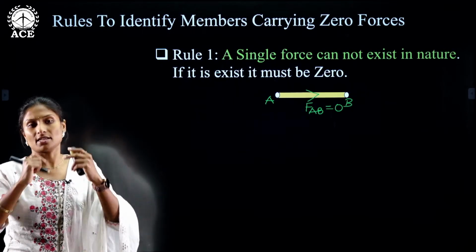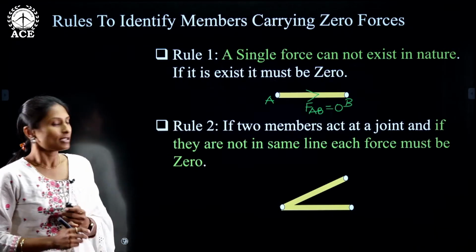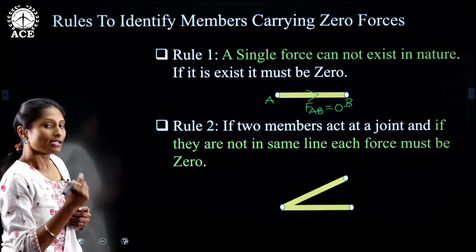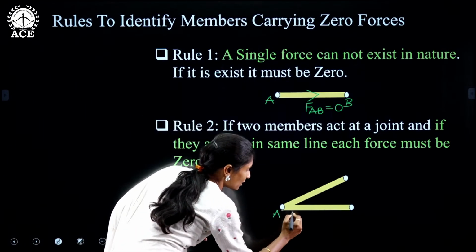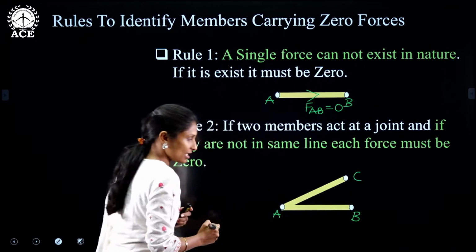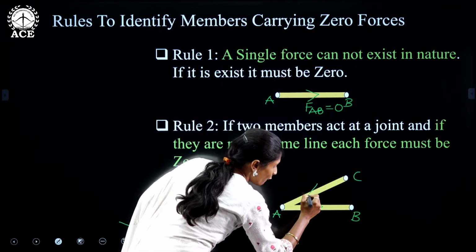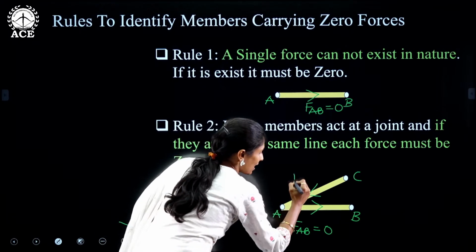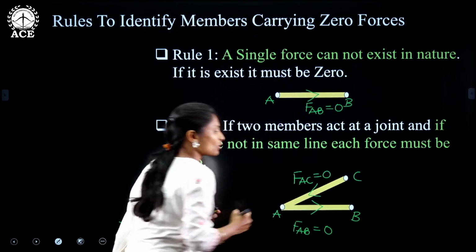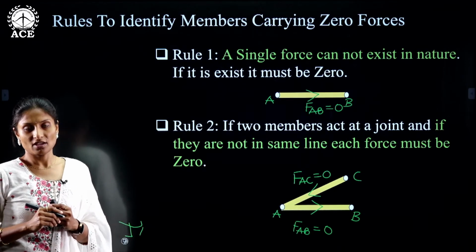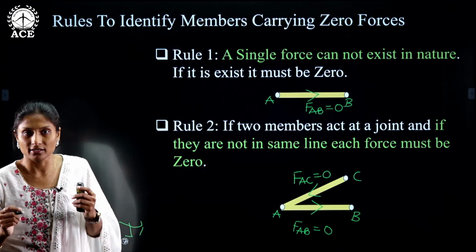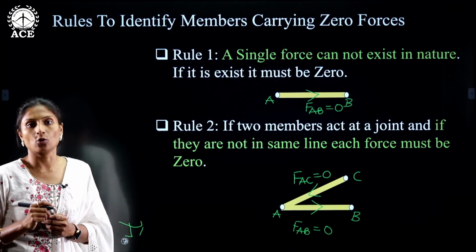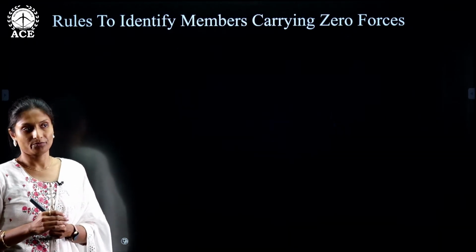Then rule number 2: when two members are meeting at a joint and they are not in the same line, then, for example, consider this as AB and AC. In this case, the force in the member AB must be equal to 0 as well as the force in the member AC must be equal to 0. Whenever two members acting at a joint are not in the same line, the force in each member must be 0.